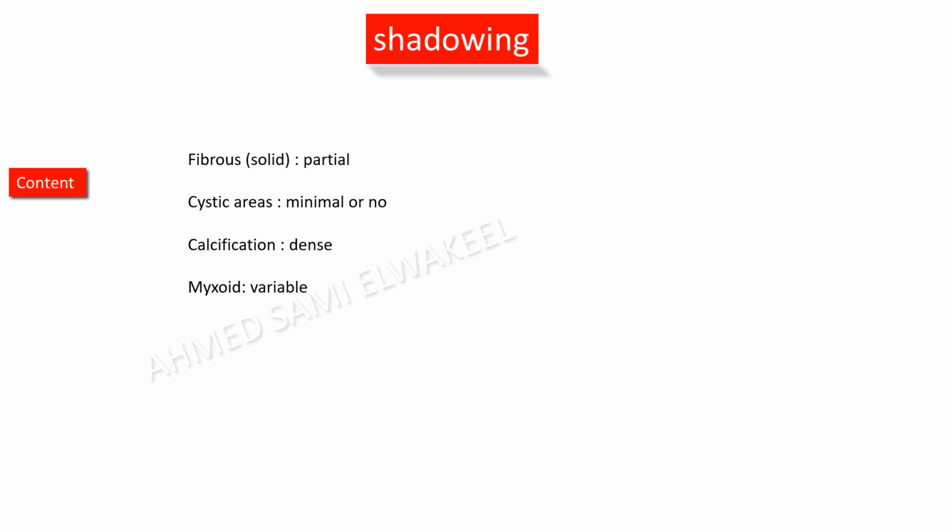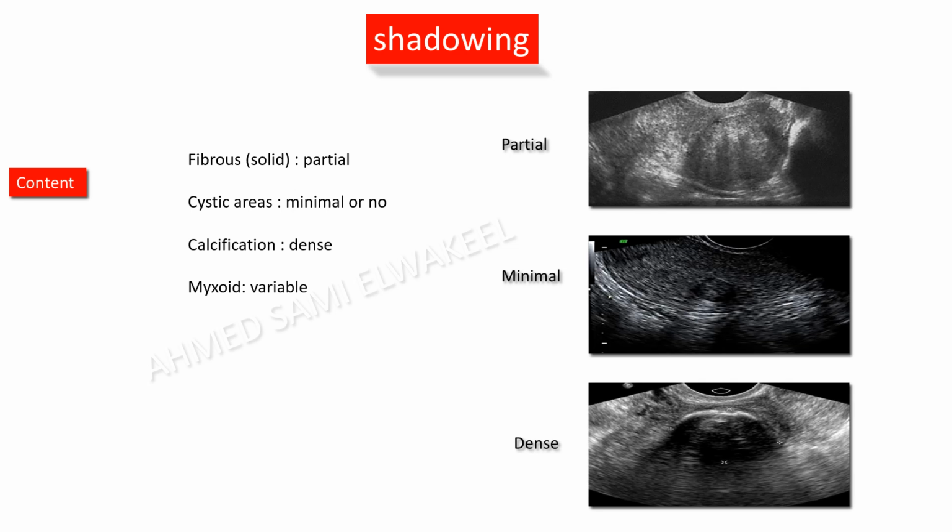The shadowing of fibroids on ultrasound can vary depending on the fibroid's content and composition. Here are the main types of shadowing seen. We have partial, minimal, and dense shadowing. Fibroids with fibrous tissue produce partial shadowing. The fibrous tissue reflects some of the sound waves, leading to moderate shadowing. Fibroids with cystic areas produce minimal or no shadowing.